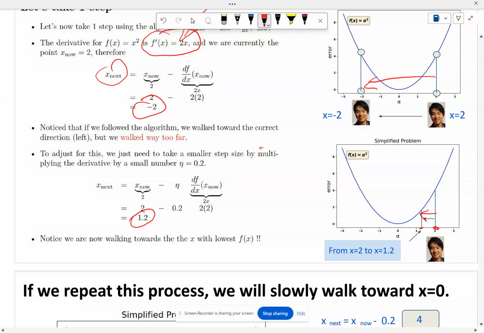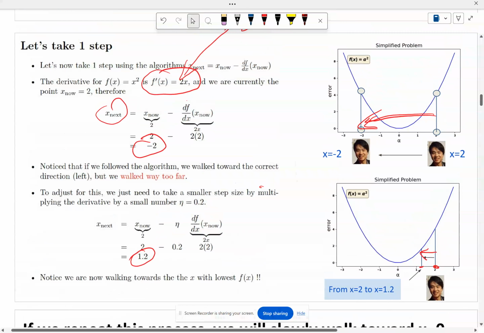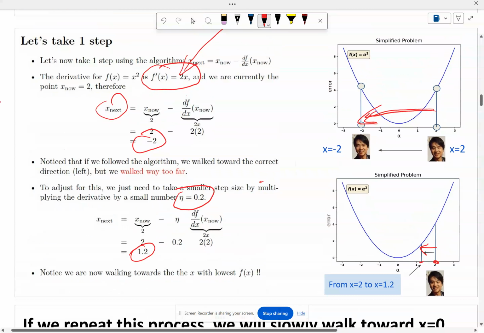You don't want to take a giant step. So this symbol is called the eta symbol, and this is also called the step size. So how big a step we take essentially. If you take a small step like 0.1 or 0.2, then it will guarantee that you walk here.